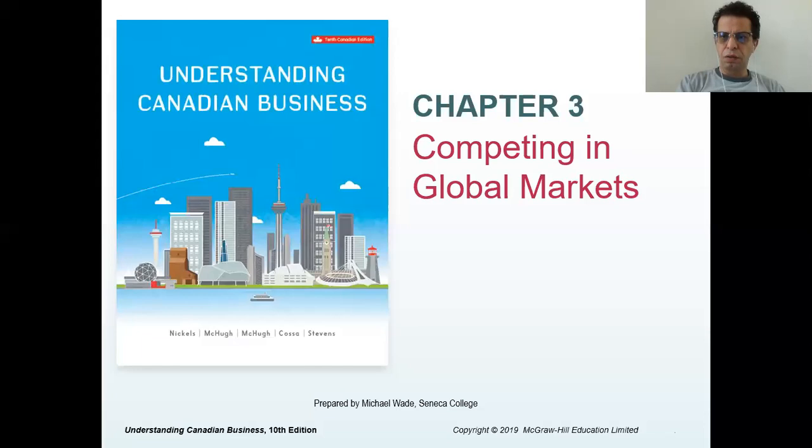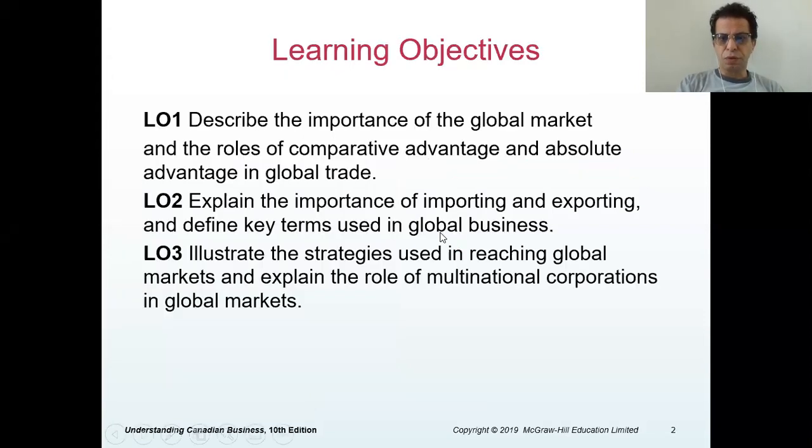Okay. In chapter 3 of the book Understanding Canadian Business, Competing in a Global Market, the learning objective is to describe the importance of a global market and the roles of competitive advantage and absolute advantage in global trade. We'll explain the importance of importing and exporting and define the key elements used in global business.